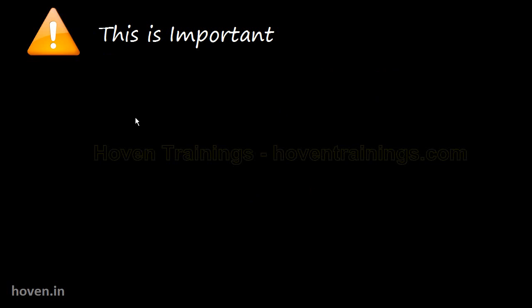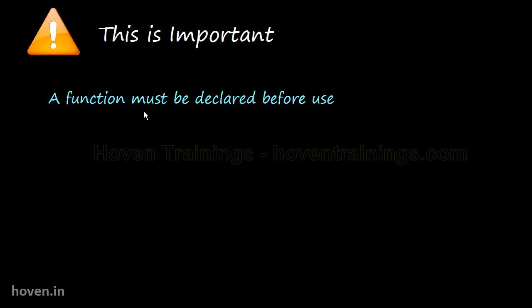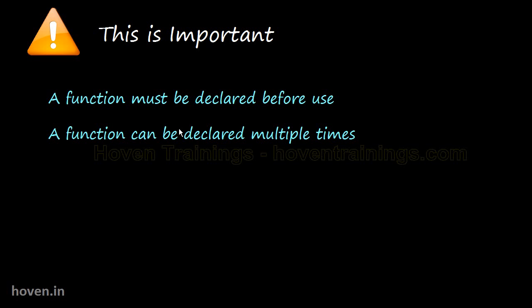In C++, we should remember some rules, which I'll explain one by one. A function declaration should be visible before it is used. A compiler error occurs if the declaration is not made prior to its use. More than one declaration of the same function is allowed.